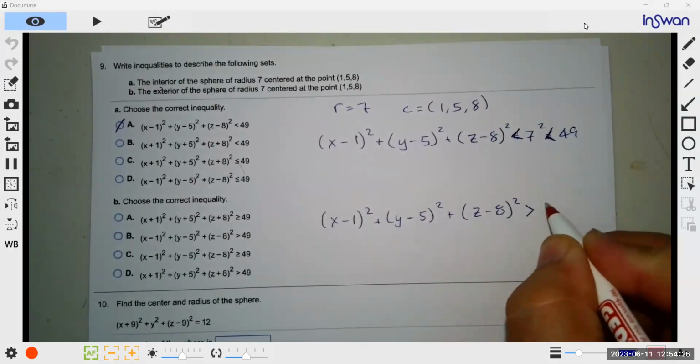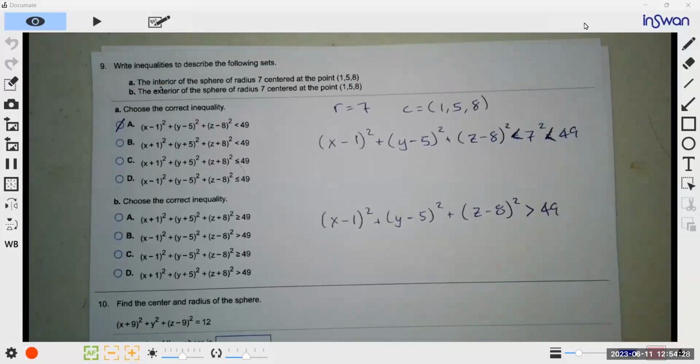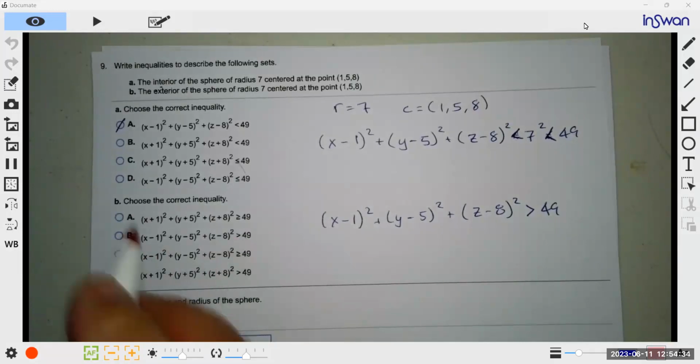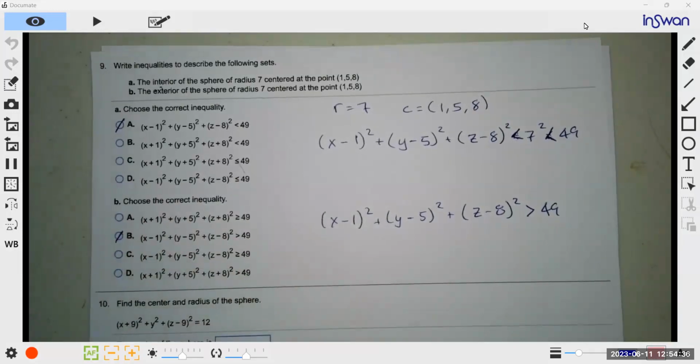But it's greater than 49 because we don't want to include the shell. So minus, minus, minus, greater than, so its answer is B.